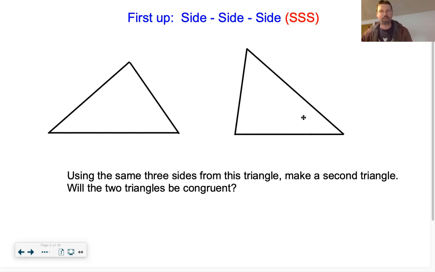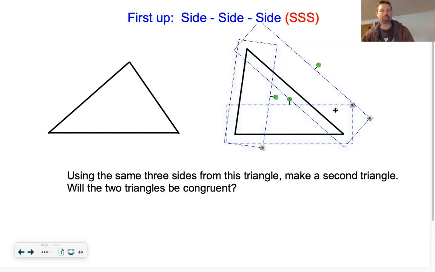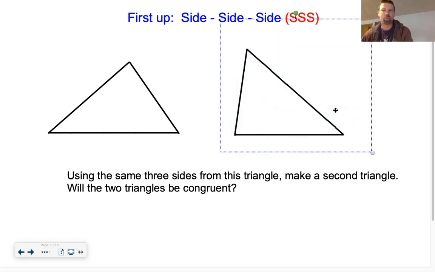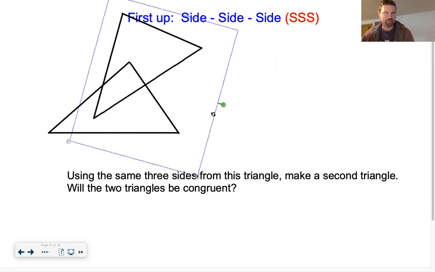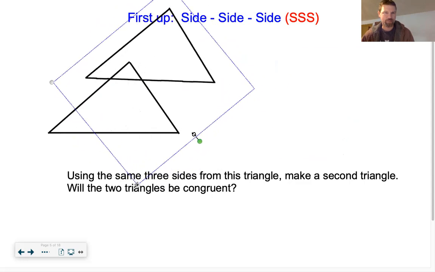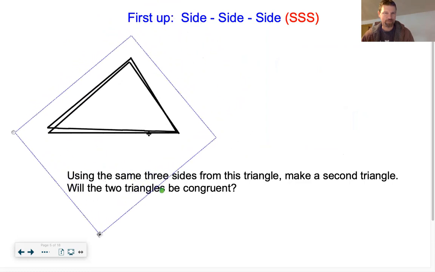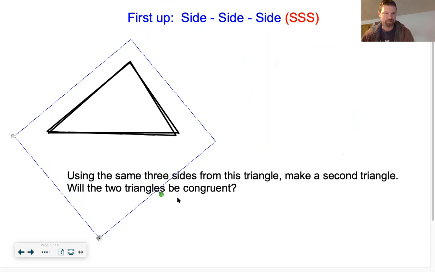So I made another triangle. It looks like it might be a different shape than that. So maybe side, side, side doesn't work. If it is a different shape, that means these triangles aren't congruent and side, side, side would not work as a congruent shortcut. However, we should probably drag it over and find out. So let's drag it over. You know what? Let's spin this around. Uh-oh. Pull it down. Look at that.